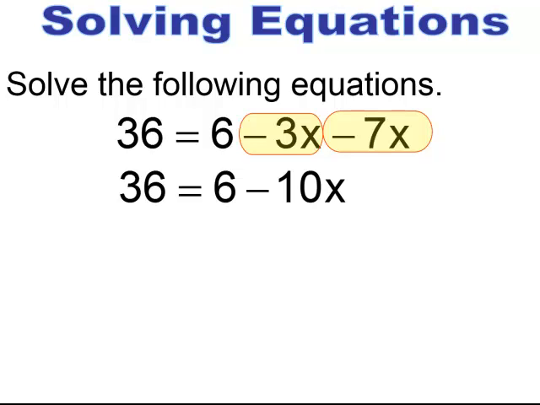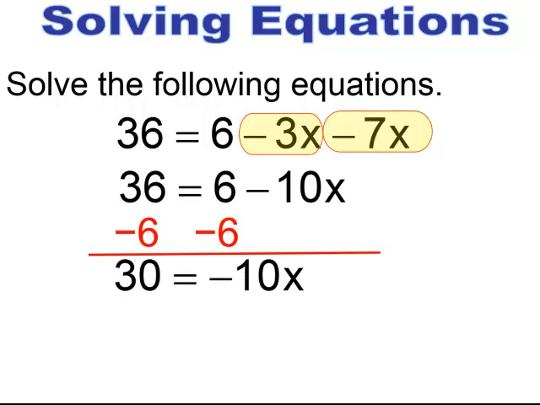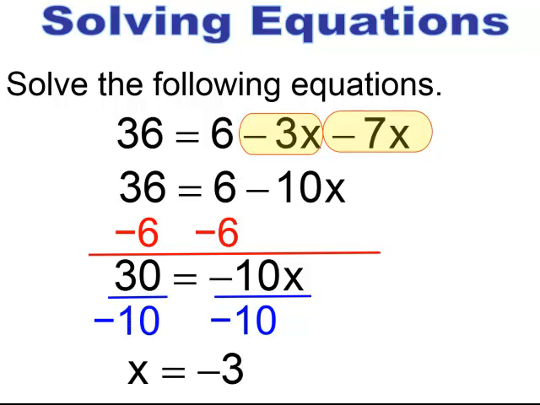And now I have the two-step equation. I need to move that positive 6. To move that positive 6, I'm going to subtract 6. So I'm going to be left with 30 equals that negative 10x. That minus sign is with the 10x. So now I have to divide through by a negative 10, and I get my solution here, x equals a negative 3.